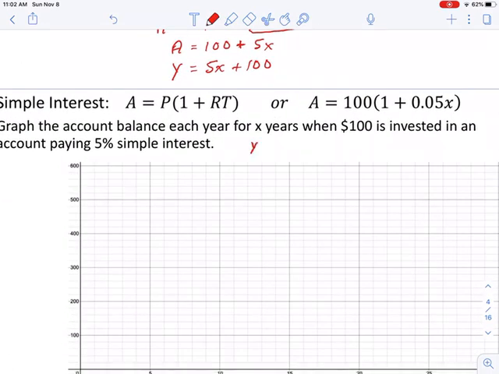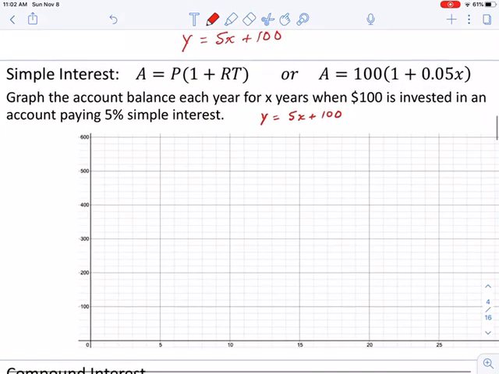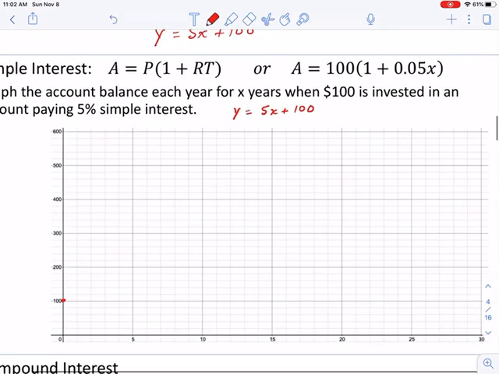So we have A, or y, equals 5x plus 100 in simplest form. So that would be our y-intercept. Because we're depositing $100, that would start at $100. And I have already got some numbers in here for the x. Remember, x is the time in years. And the y is the balance on the account. Okay, so according to this, we have to go up $5 every time x increases by 1. The slope is 5 over 1.